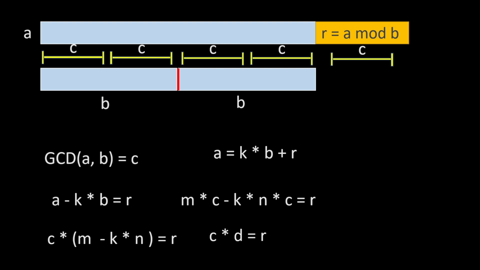From this, we can see that R is a multiple of C. This completes the proof.